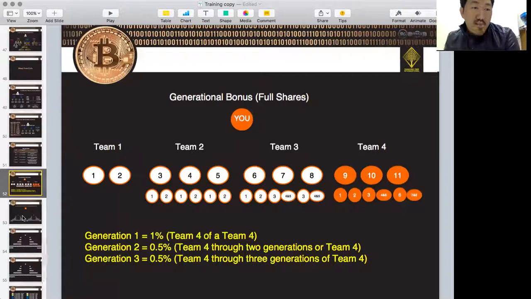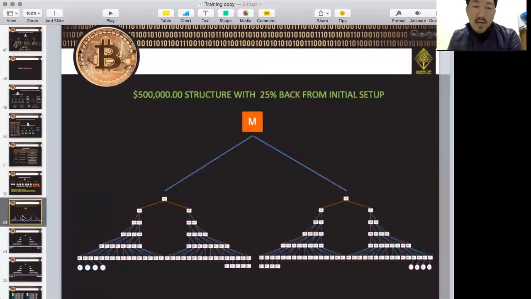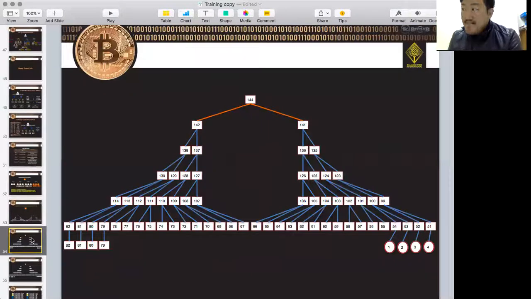So placement is really important also. So here, for example, we have how 500,000 looks like in purchases. This is the main account, and these are all the accounts bought. In case you're wondering why there are squares and there are circles, the squares are founders, the circles are pool ones. Okay, here's a closer look at them.